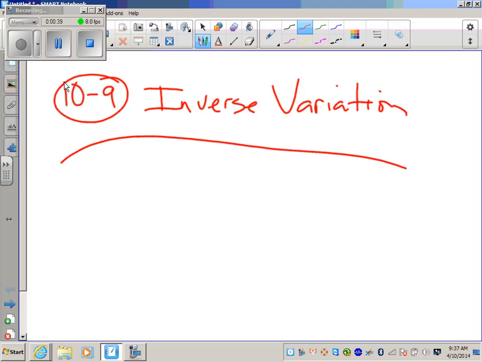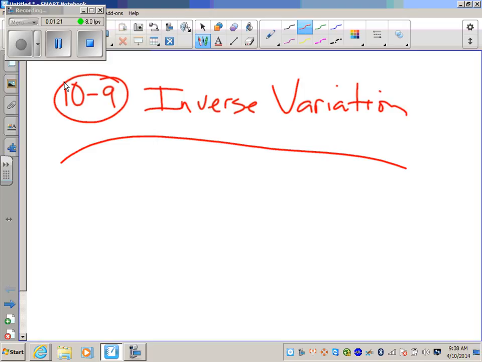Roberta Towns drives 150 miles on a trip. Her time in hours for the trip was determined by her average rate, in other words, how fast she was going. The following table shows the time t for the various rates r. Okay? So here's where it might vary inversely. The faster she goes, what's going to happen to her time? It's going to be less. The slower she goes, when her speed is lower, the time goes up. Okay? Which should make sense to you.